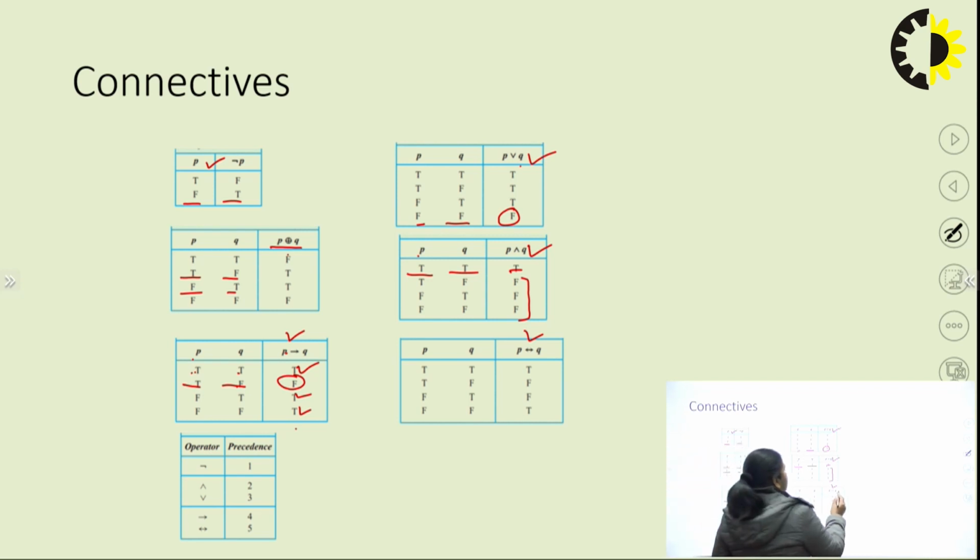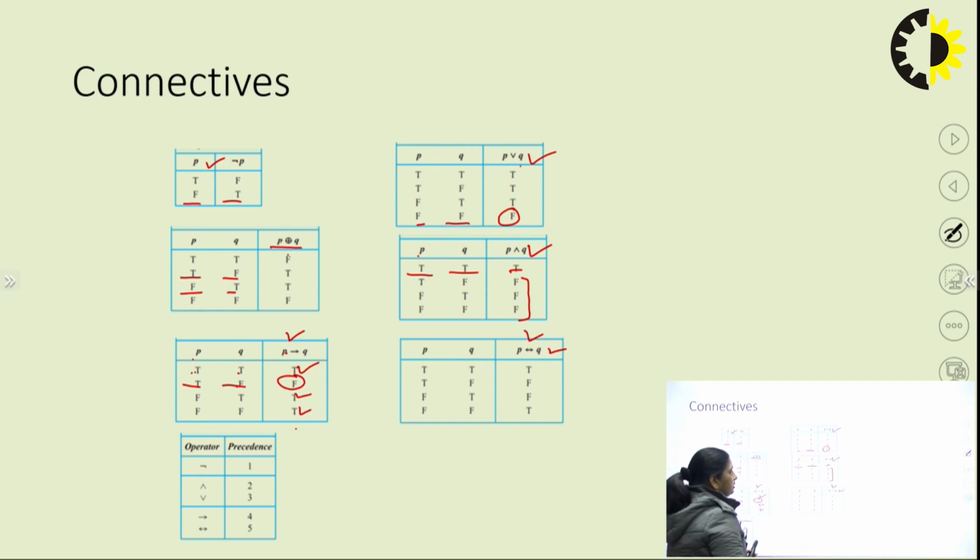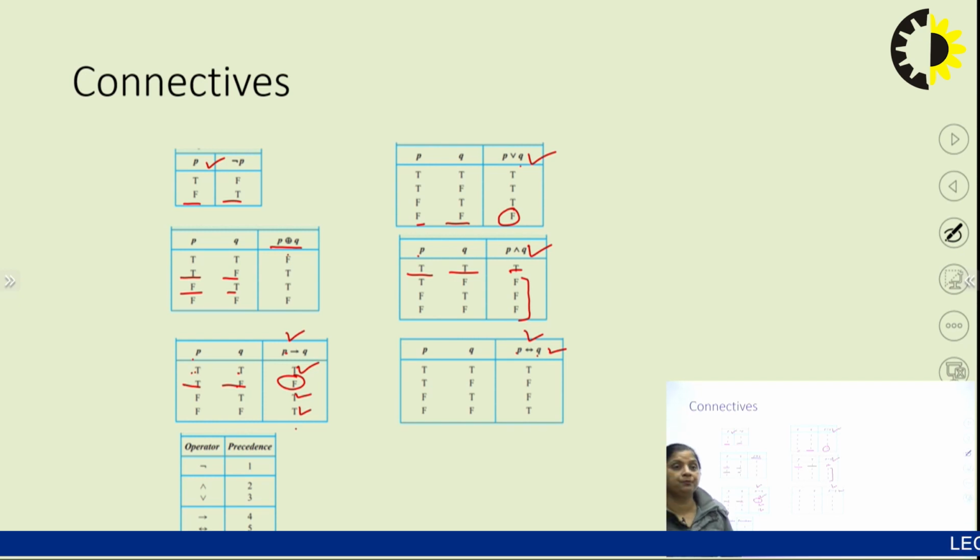Next is bi-implication. This is the biconditional statement. It says that P implies Q and Q implies P. It is the conjunction of both the implications, P implies Q and Q implies P. What does it mean? It means if P is true, then Q should be true. If Q is true, then P should be true.